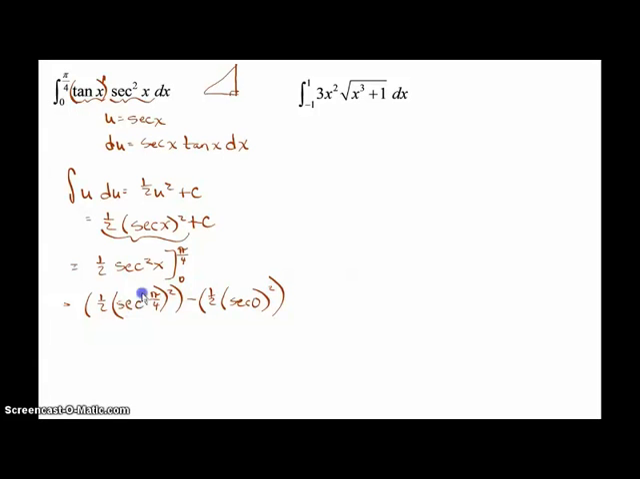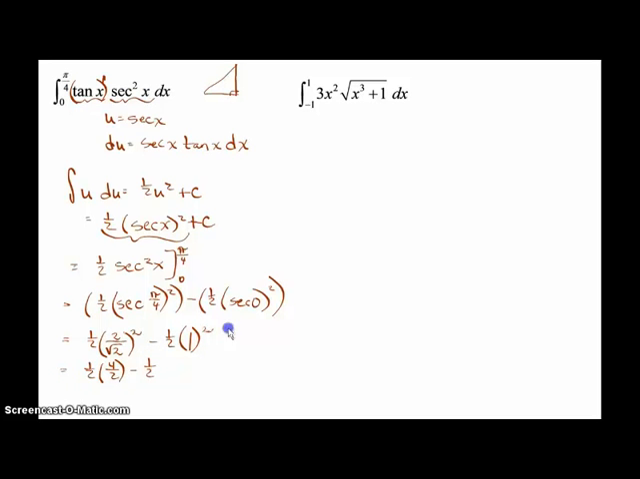When trig values show up, we do have to actually evaluate those. This is like 1 over the cosine of pi over 4. Remember, the cosine of pi over 4 is root 2 over 2, so the secant of pi over 4 is going to be 2 over root 2. That quantity gets squared. Minus 1 half, this is 1 over the cosine of 0. The cosine of 0 is 1. That's quantity squared. So this is 1 half times 4 halves minus 1 half times 1.